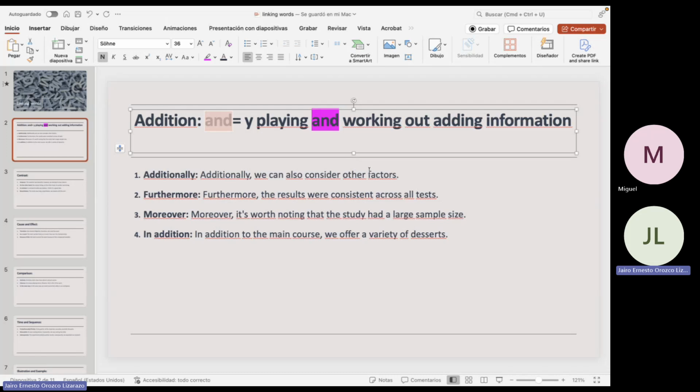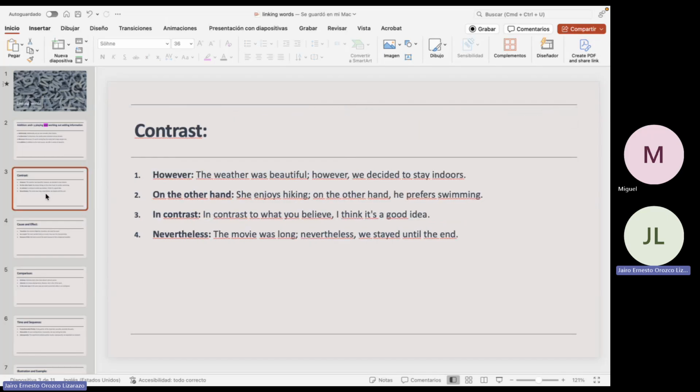Additionally, we can also consider other factors. Additionally, in Spanish, adicionalmente. Furthermore, además, in Spanish. Furthermore, the results were consistent across all tests. Moreover, además de eso, o para agregar, ¿cierto? In Spanish, moreover. Moreover, it is worth noting that the study had a large sample size. In addition, in Spanish, in addition to the main course, we offer a variety of desserts. Okay, so those are linking words to add more information.